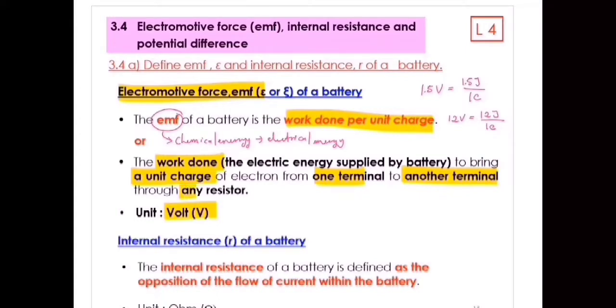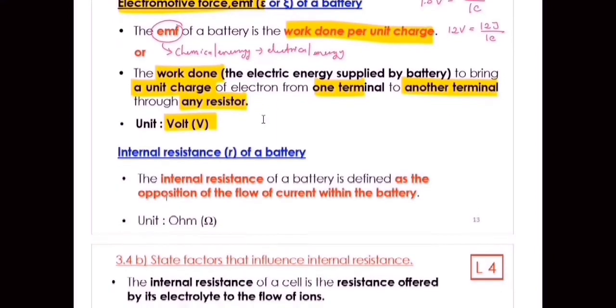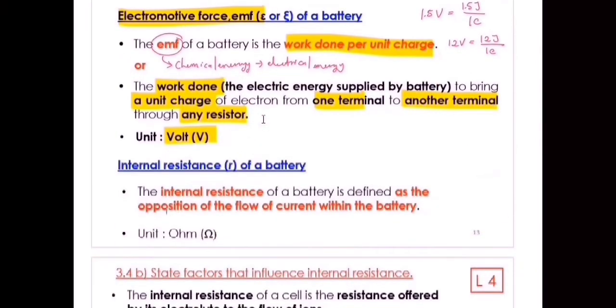So it is the work done to bring a unit of charge from one terminal to another terminal through any resistor. If the circuit has a resistor, then we can calculate the EMF. So the work done to bring a unit of charge from one terminal to another through any resistor.